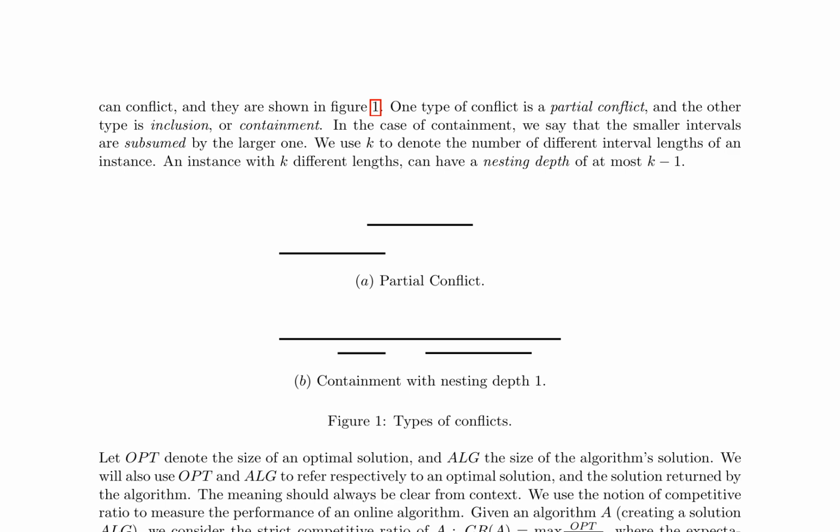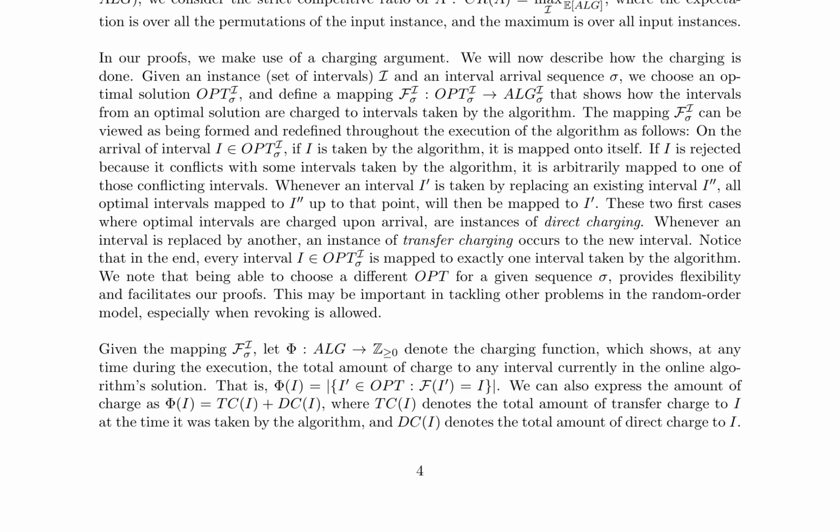This method involves mapping optimal intervals to those taken by the algorithm, either directly upon arrival or through transfer when an interval is replaced. The charging function, phi, is defined to represent the total amount of charge to any interval in the algorithm solution, which can be broken down into transfer charge and direct charge components.